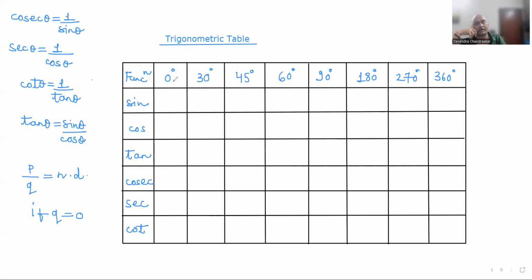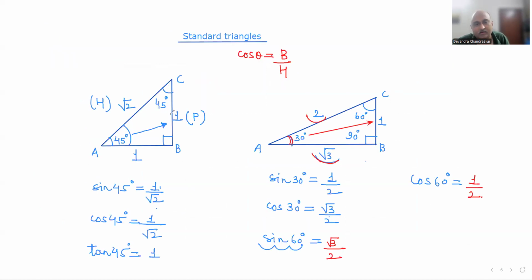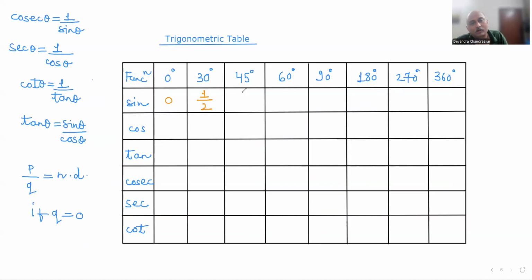Now pay attention. I am mentioning the values as I fill them, and you can fill accordingly. Sine of 0 is 0. Sine of 30 degrees is 1 by 2. We have already calculated it from the standard triangles. Sine of 45 degrees is 1 by root 2. Sine 60 is root 3 by 2. Sine 90 is 1. Sine 180 is 0. Sine 270 is -1. And sine 360 is 0. So this is the first row which you should memorize.